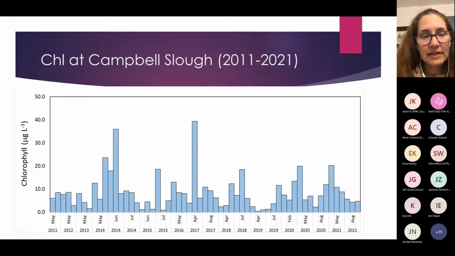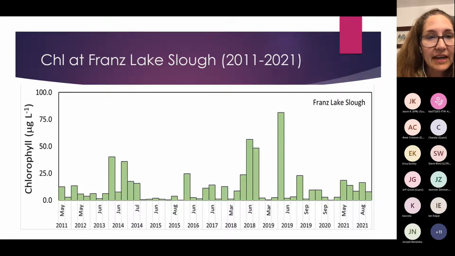If we look at a time series at a couple of the sites, just to show how 2021 looked, this is a time series from 2011 up to 2021. There are a couple of years where you have higher algal biomass, 2014 and 17. 2021, way over on the right-hand side, looks pretty normal. It was a little higher than 2020, because there wasn't that dilution by high river flow during that year.